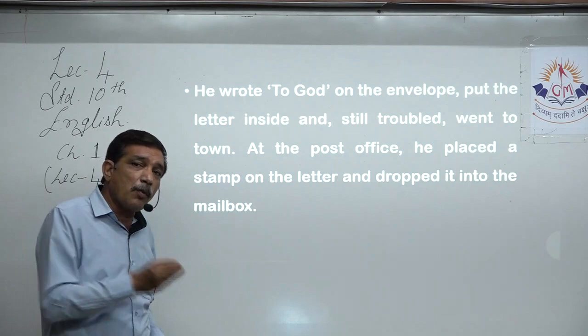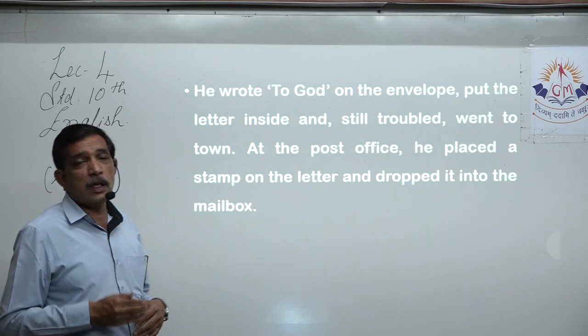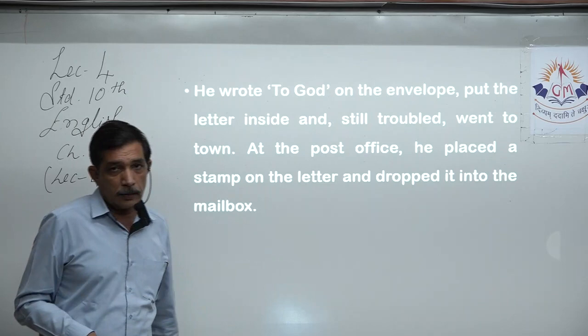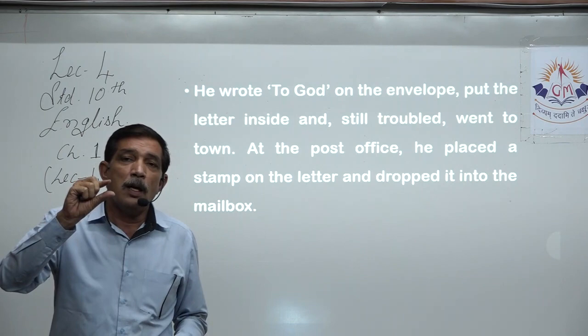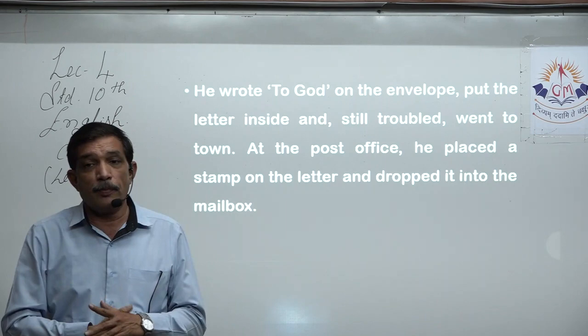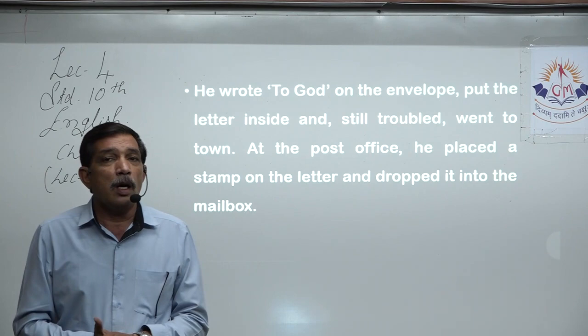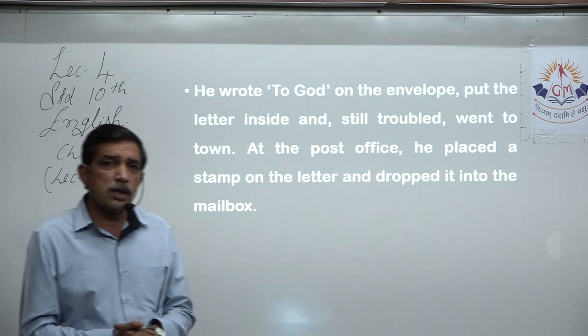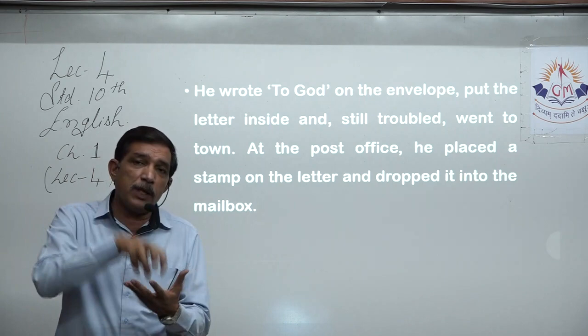So he goes to the nearest town. At the post office, he placed a stamp on the letter. Stamps you must have seen of all size and shape. It will either be square or rectangular. Sometimes as special stamps, they do come in triangle also. They do not come in round or oval shape, right? So these are the usual shapes of the stamp, because they have to be affixed on the letter, on the envelope, right?